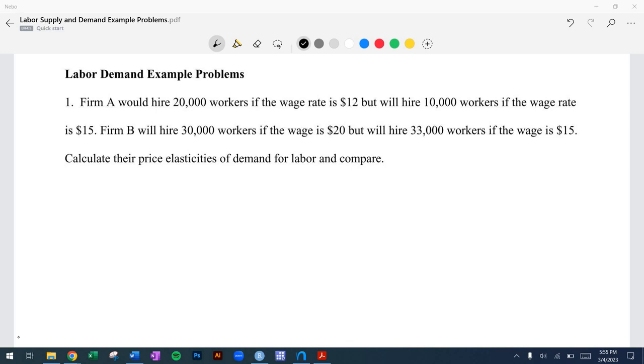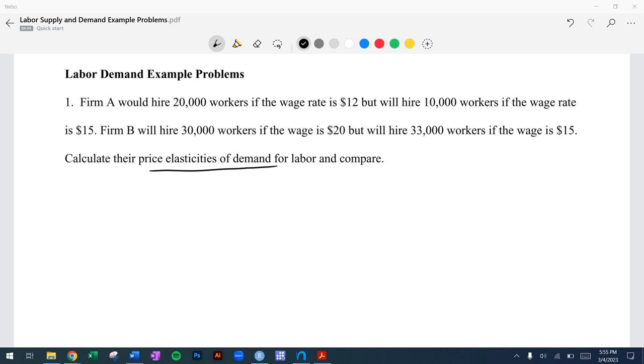Hi everybody. In this video we're going to start looking at some labor demand example problems. We're going to start by looking at the elasticity of demand, so the slope of those labor demand curves. And we'll do two examples here with two separate firms, and we're going to calculate the price elasticities of demand. So a couple things before we actually calculate those.